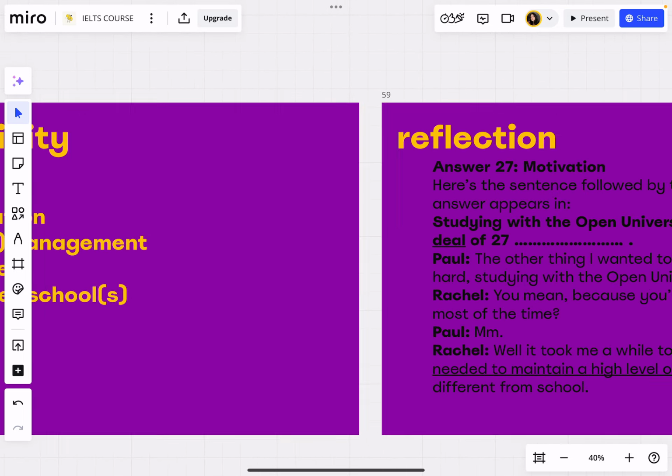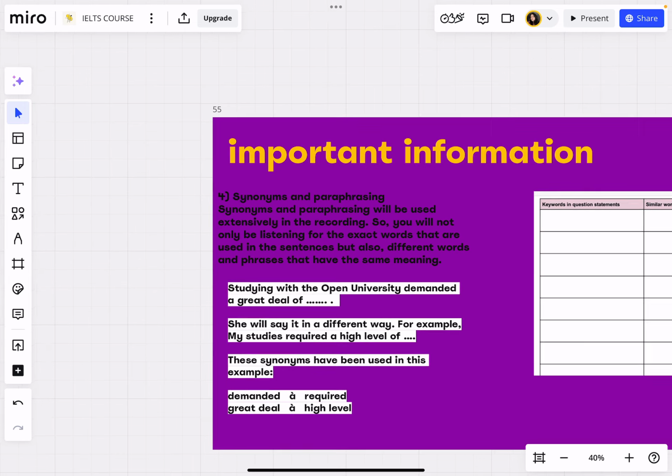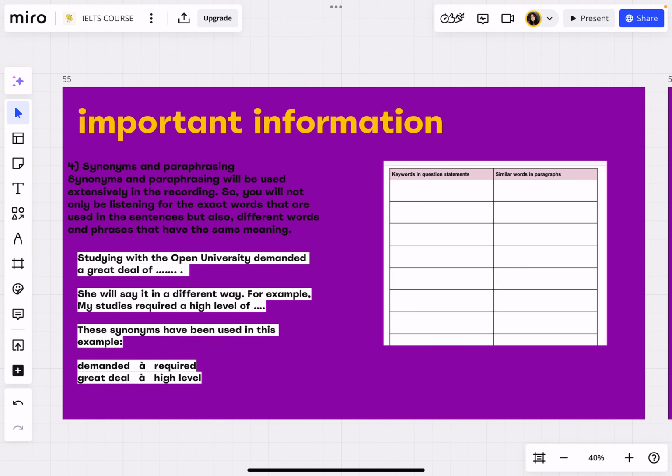So next one, it is this one, right? It is synonyms and paraphrasing. For example, let me just play this.